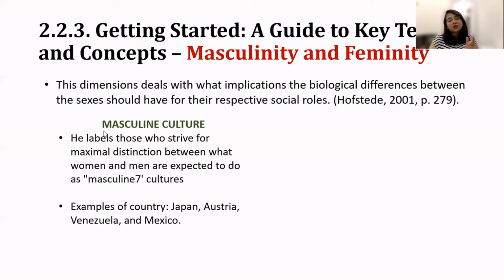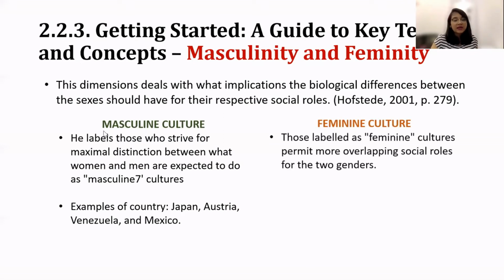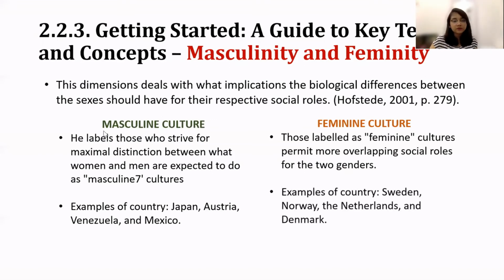This is not what happens in feminine culture. Those labeled as feminine cultures permit more overlapping social roles for the two genders. So the differences are not made very rigid or very strong like in masculine culture. Examples of countries that refer to this culture more are Sweden, Norway, the Netherlands, and Denmark. The same question: which one is your culture, in your country or in your area?